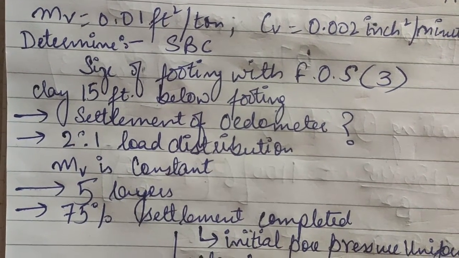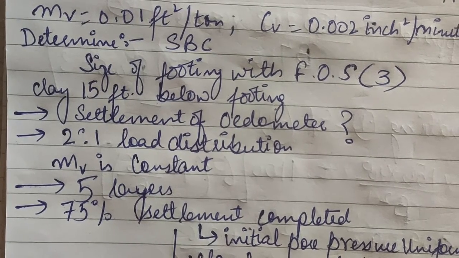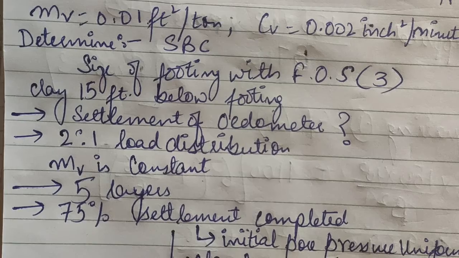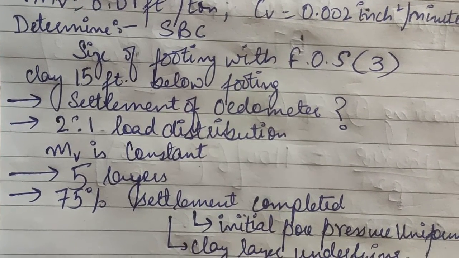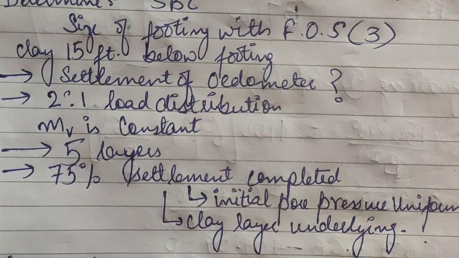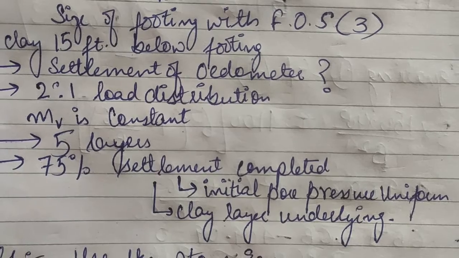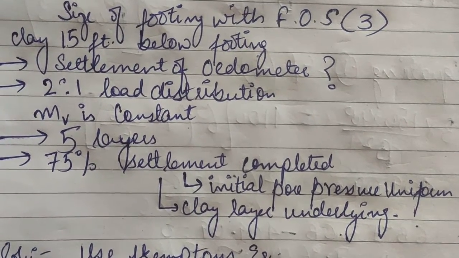We need to calculate the settlement of the odometer using the 2:1 load distribution method. Value of coefficient of volume change remains constant. Let us assume the layers to be divided into a number of 5, and final settlement is 75%, such that initial pore pressure is uniform and we have a clay layer underlying.